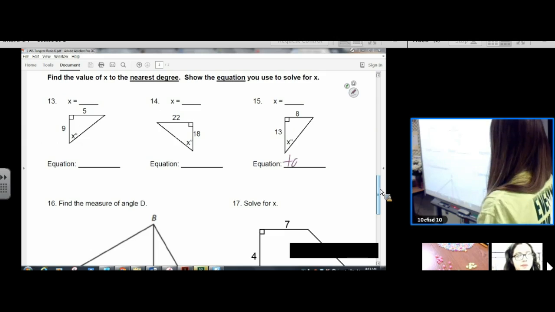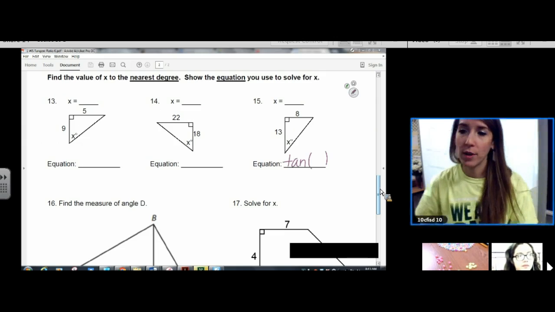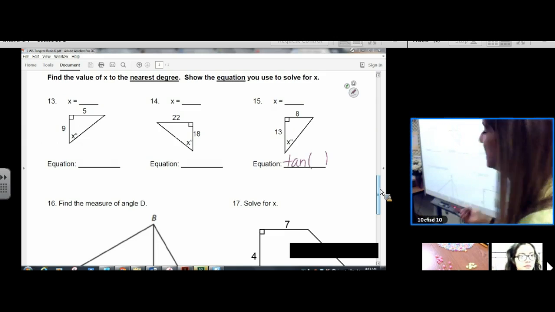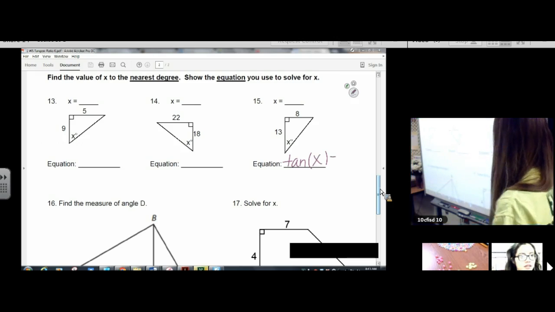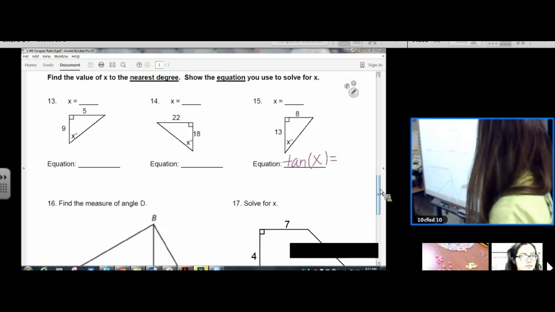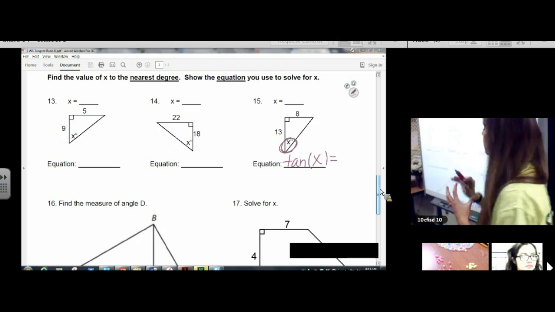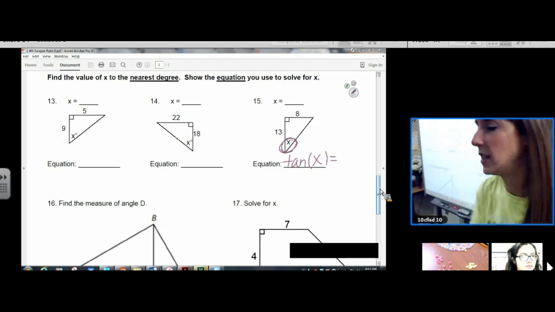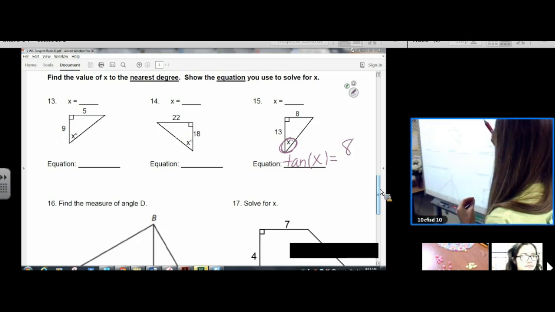You write tan. Then in parentheses, the only thing ever allowed is the angle. Angle only. Nothing else allowed. Now we're standing at that angle. Here's our perspective. To us, what is opposite? 8 is opposite, and 13 is adjacent.